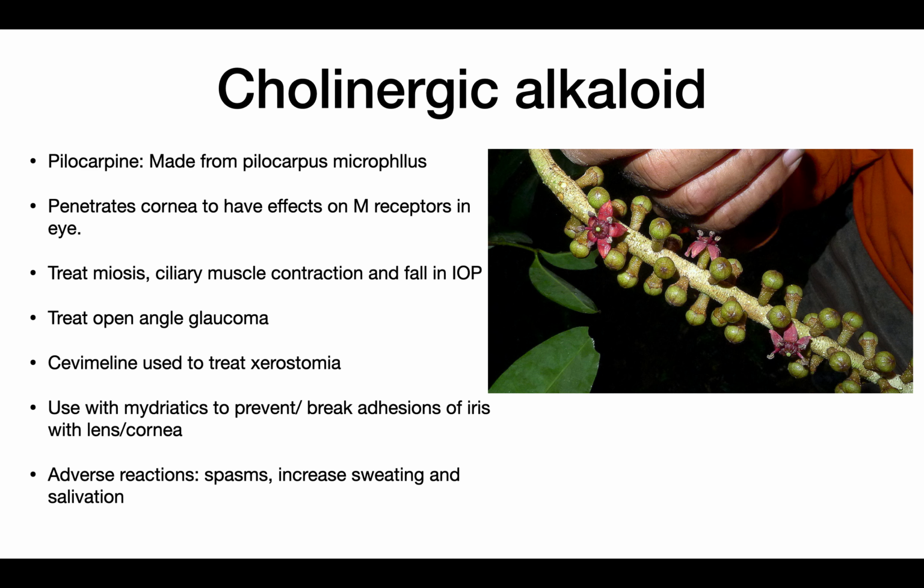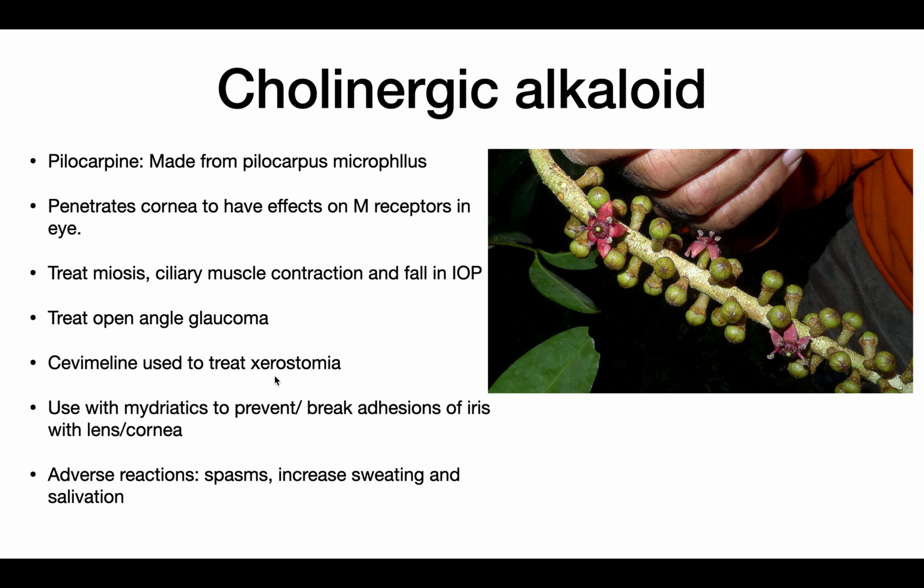Okay, so alkaloids. Pilocarpine is made from a certain plant. They have effects on the eye because it can penetrate the cornea. So it's actually used to treat meiosis, ciliary muscle contraction, and fall in intraocular pressure. So it's used to treat only open-angle glaucoma, so not closed-angle, open.